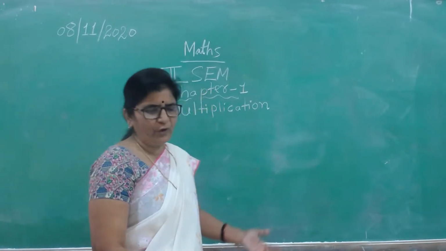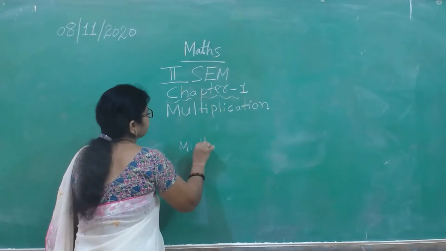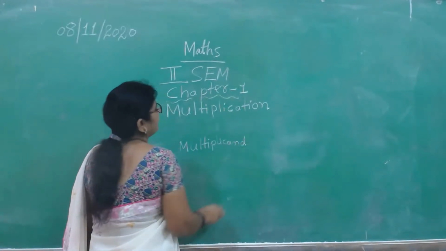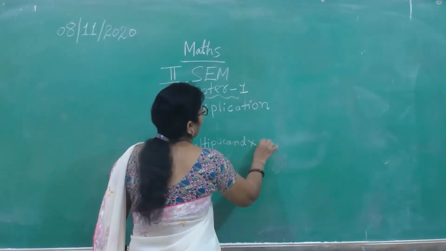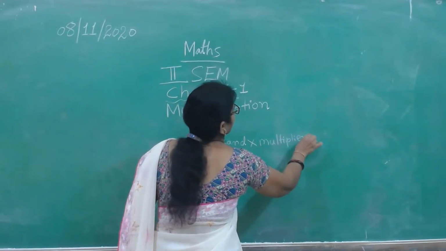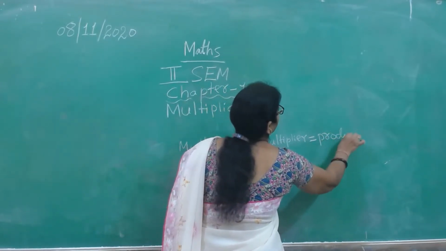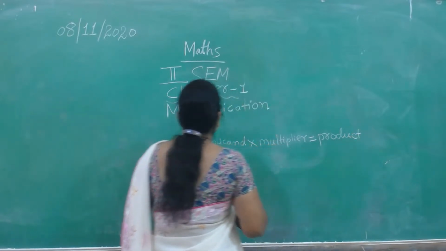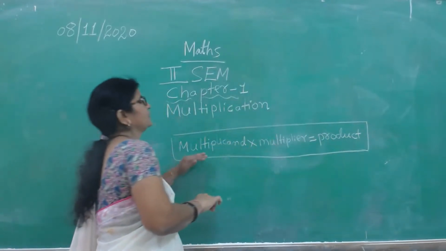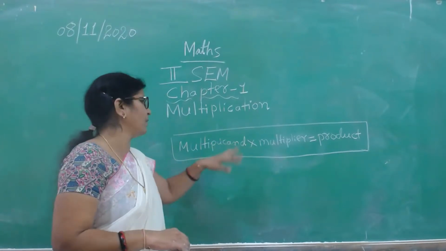In the test it may come for the exam. That is: multiplicand into multiplier is equal to product. Students, this is very important, compulsory. It will come in the exam or test.